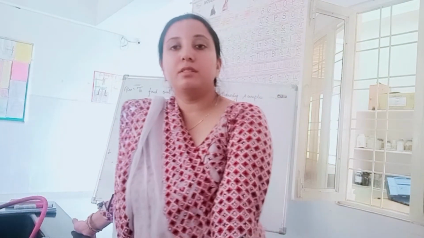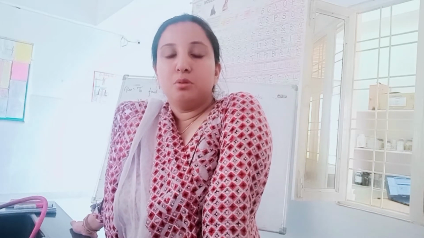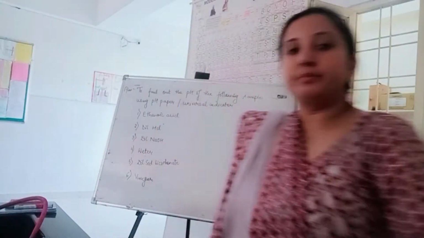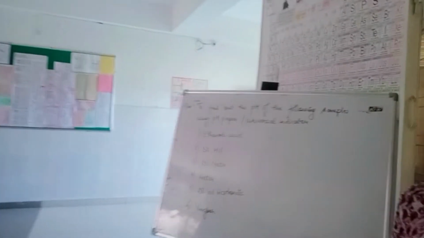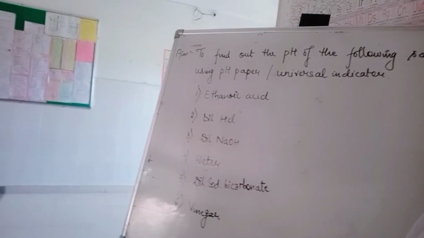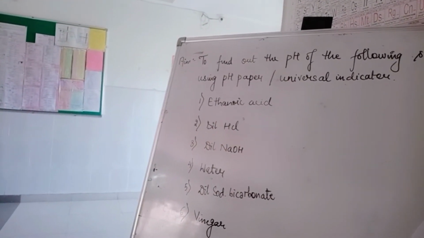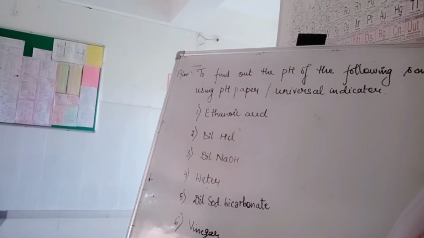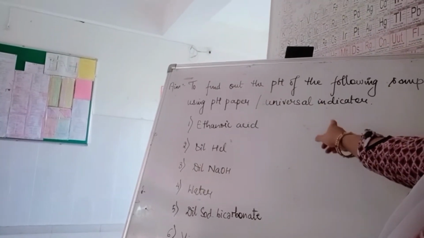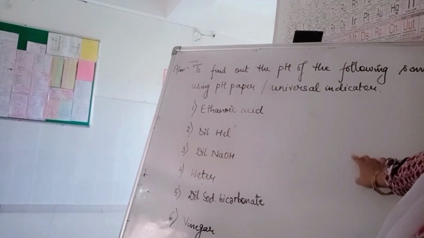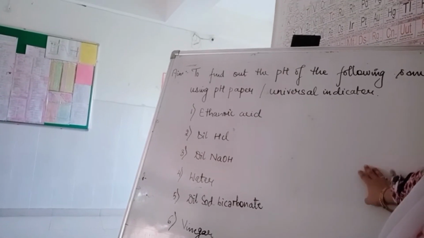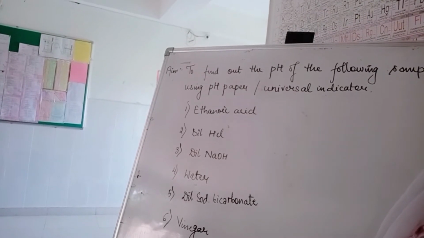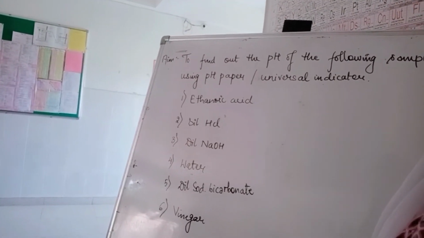Let's start with our practical work of class 10. Today we are going to perform practical number 1. It is to find out the pH of the following samples using pH paper and universal indicator. Either of the two you can use, and I am going to show you for the ethanoic acid, dilute HCl, dilute NaOH, water, dilute sodium bicarbonate and vinegar as the samples.